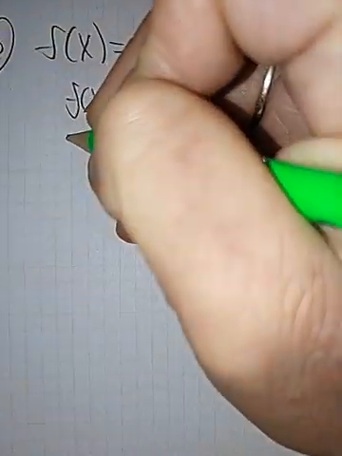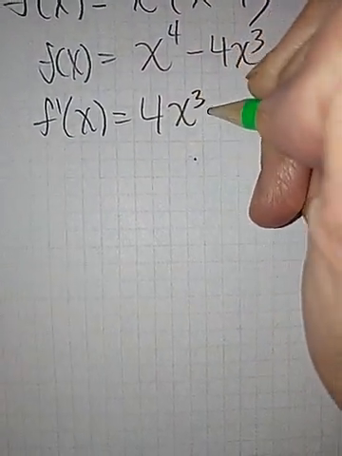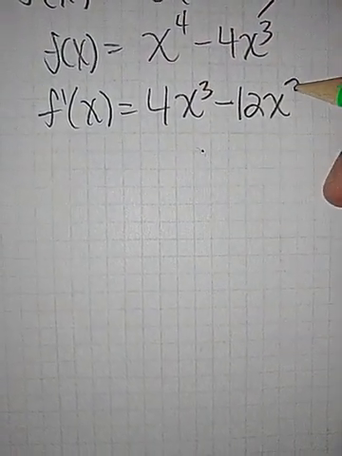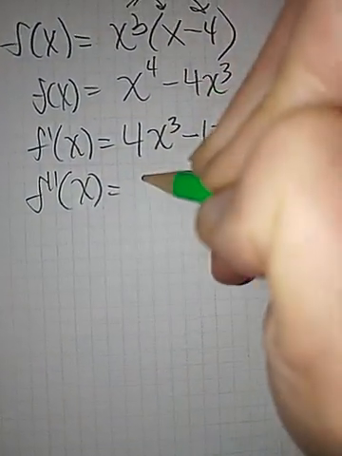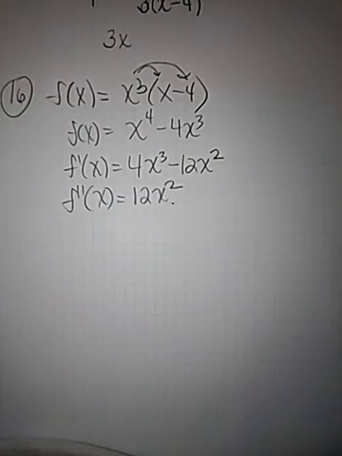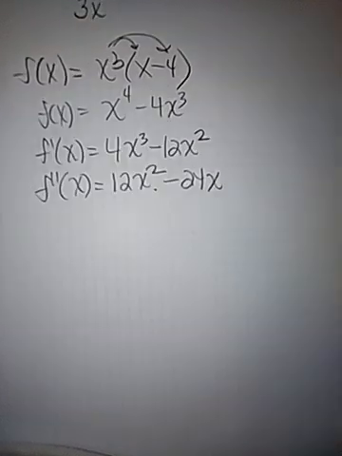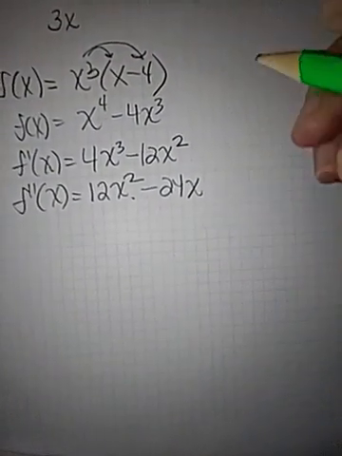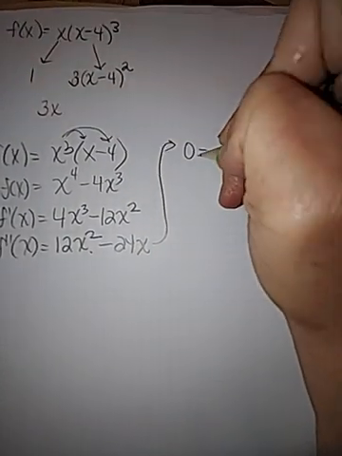Okay, I'm going to find the first derivative first. So I get 4x to the 3rd minus 12x squared. Okay, second derivative, I get 12x squared minus 24x. Okay, I'm going to set the second derivative equal to 0.